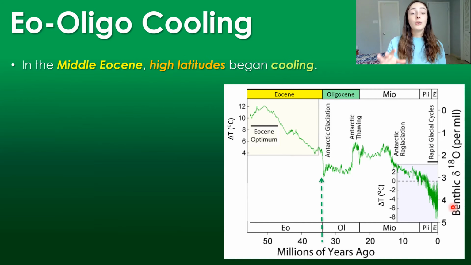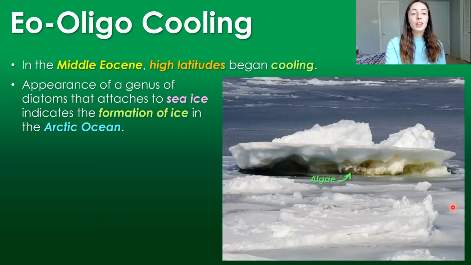That's one way we know that it was cooling during this time after the early Eocene, but we also know because of the appearance of a genus of diatoms that attaches to sea ice showed up in the rock record right at this time, indicating the formation of ice in the Arctic Ocean. You can see at the bottom of this ice here, there's some green stuff. Well, that's algae, and diatoms are algae, so they're included in that. But because of their impression on the rock record, we can know that things were cooling enough to have ice form in the polar regions, which hadn't really happened before, at least not permanent ice.